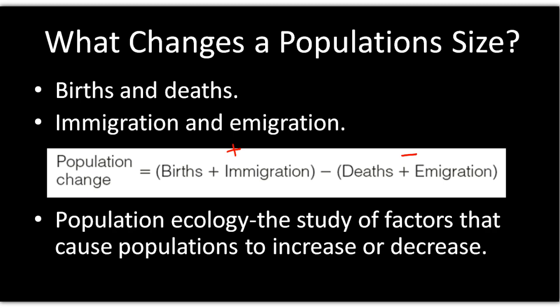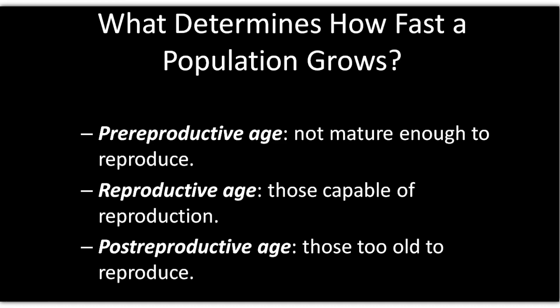And just the idea of population ecology. There you go. So, what goes into determining how fast a population grows?